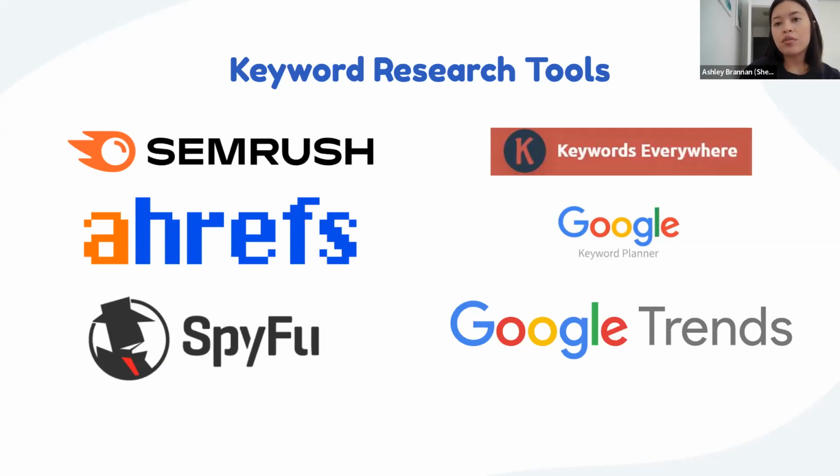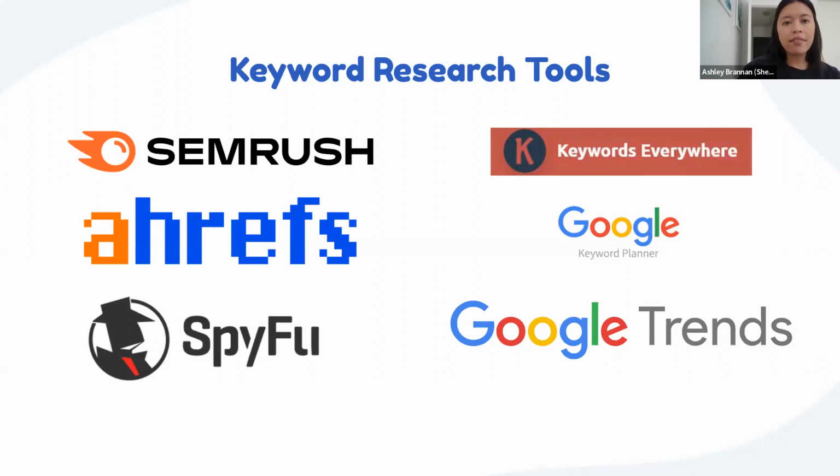And then the tools on the right, Keywords Everywhere, Google Keyword Planner, and Google Trends are all free tools that you can use. They will provide some information around keyword ideas. Some of them have search volume related to them, and it'll just give you trends around how many people search for those keywords and where they will search for them.